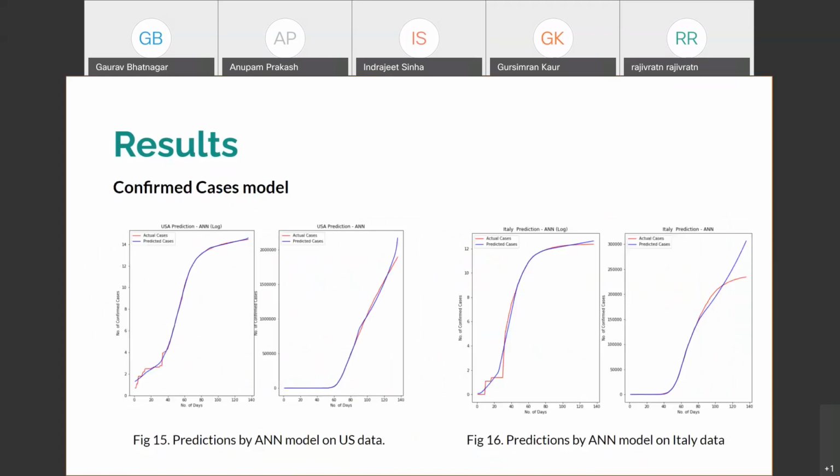Yeah, so we tried to model it graphically. In the graph, we can see that actual cases are represented in red and predicted cases are represented in blue. So accuracy was around 85% on an average if we talk about the confirmed cases.